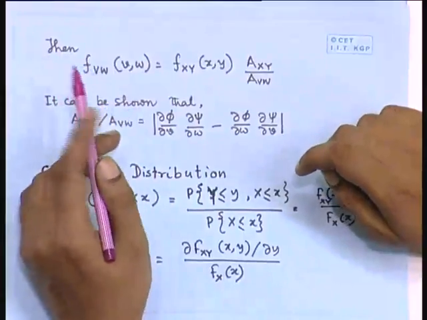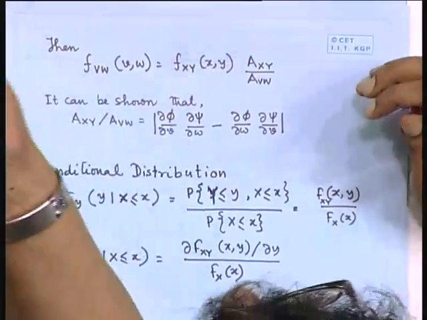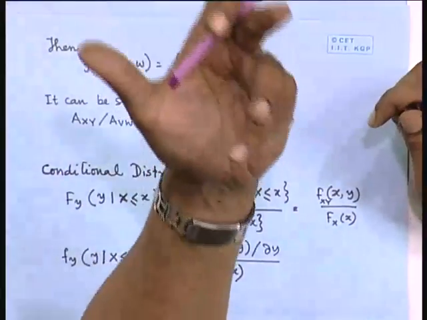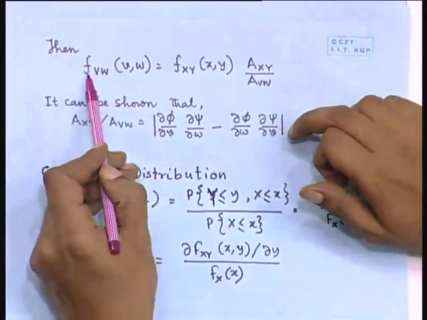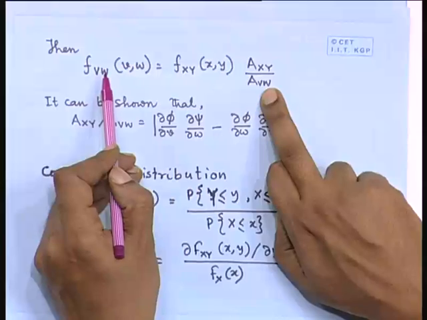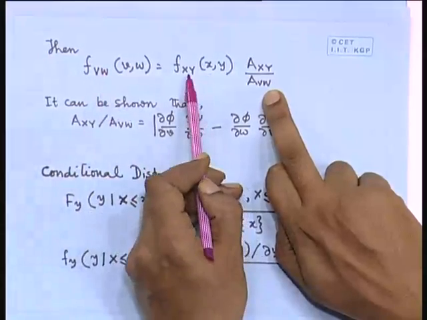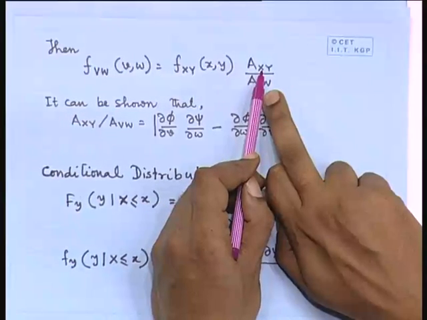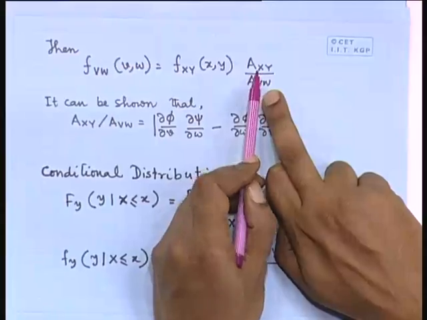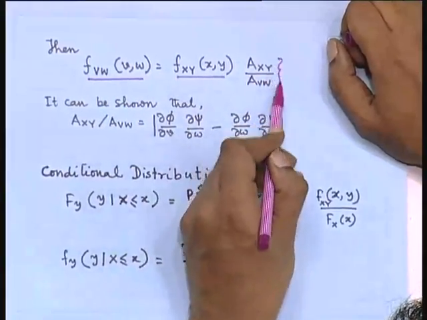So now what we have is that finally the probabilities must be the same whether you are computing them in the VW space or in the XY space. Probability should not differ. Therefore, F_VW into this small area dV dW, which I have given the name area in the VW plane, must be the same as F_XY into the corresponding area A_XY in the XY plane. So now we can compute this one in terms of this one and this area ratio.